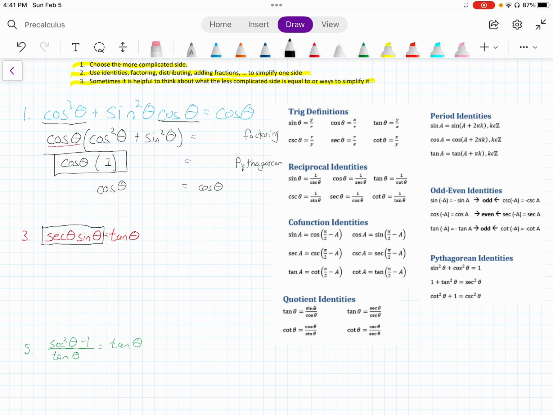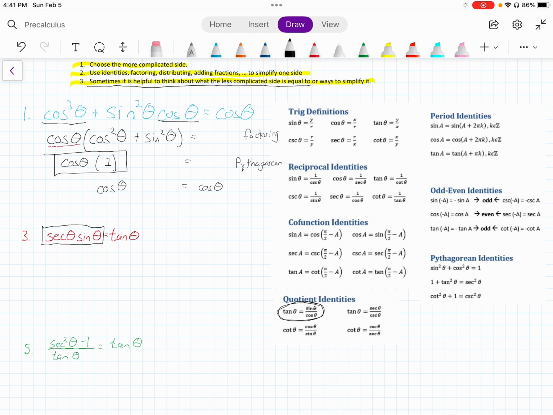And one thing I mentioned before, like this number 3, sometimes it's helpful to think about what the less complicated side is equal to. Well, we do know that tangent from our quotient identity is equal to sine of theta over cosine of theta. And so maybe we can get to that. And that's actually exactly what happens.